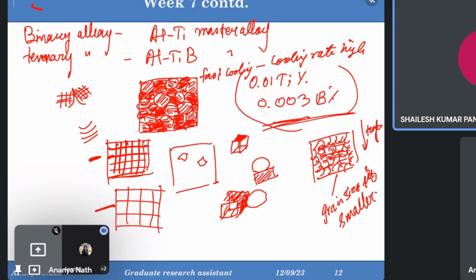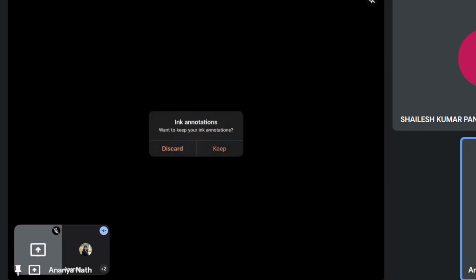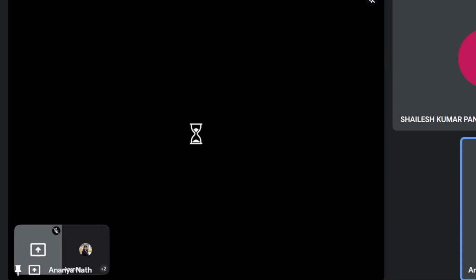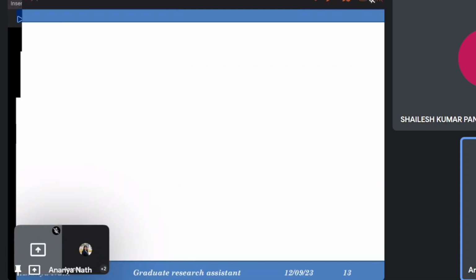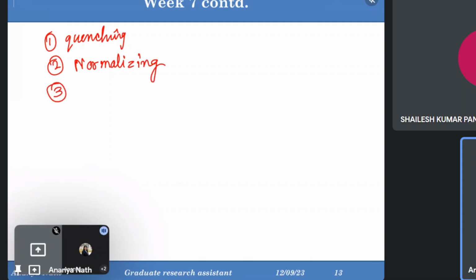Okay, so in the last class, as a recap, I talked about three things. One was quenching, two was normalizing, and the third one was annealing. So can you tell me the difference between these three?